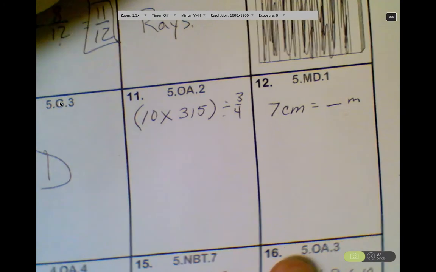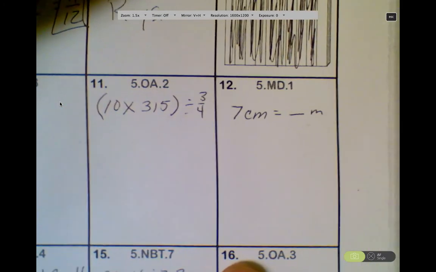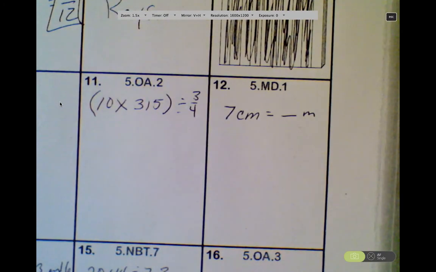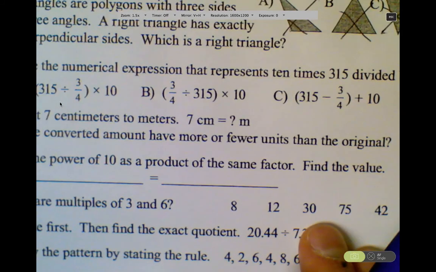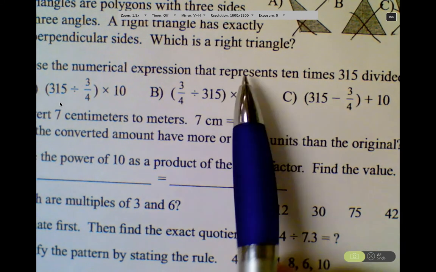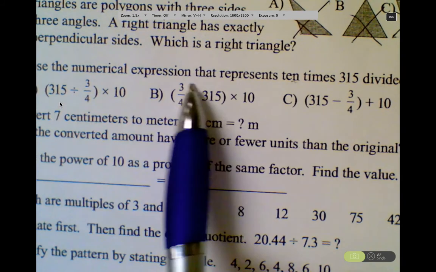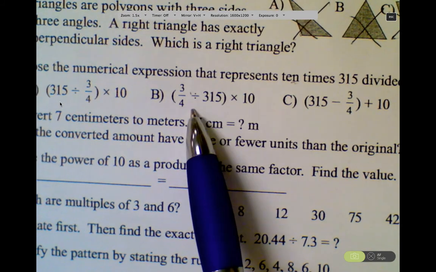11 and 12. Number 11 says choose a numerical expression that represents 10 times 315 divided by 3/4. And if we put our choices up here, we're looking for 10 times 315. None of those are 10 times 315.